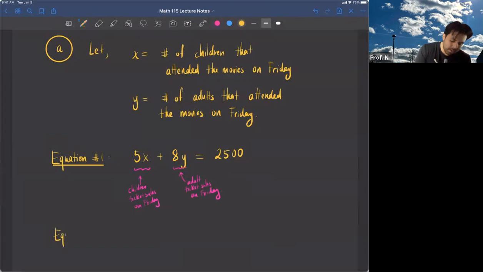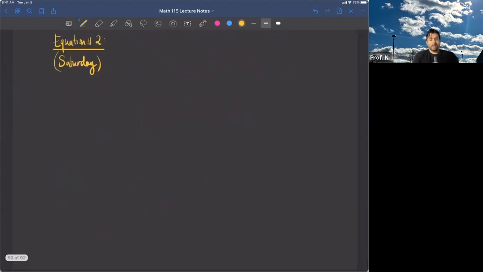So great. I have one equation, but I need 2 because I have 2 unknowns. So what would be the second equation? The second equation is a little bit weird because of what it says. It says that the next day, 3 times as many children attended, and only half the number of adults that went on Friday went on Saturday. So equation number 1 is on Friday, and equation number 2 is on Saturday. What would be the second equation for Saturday?